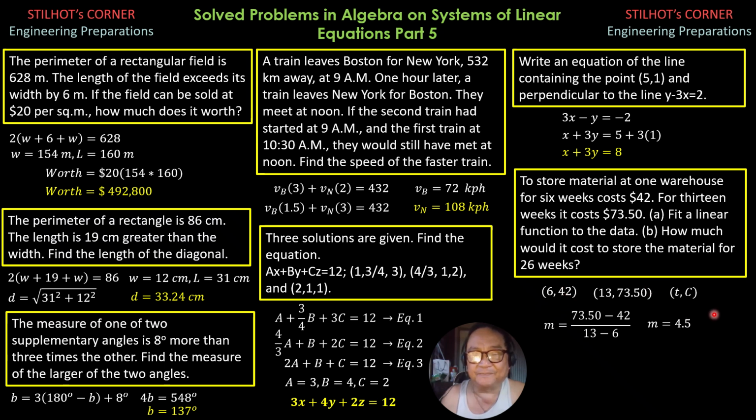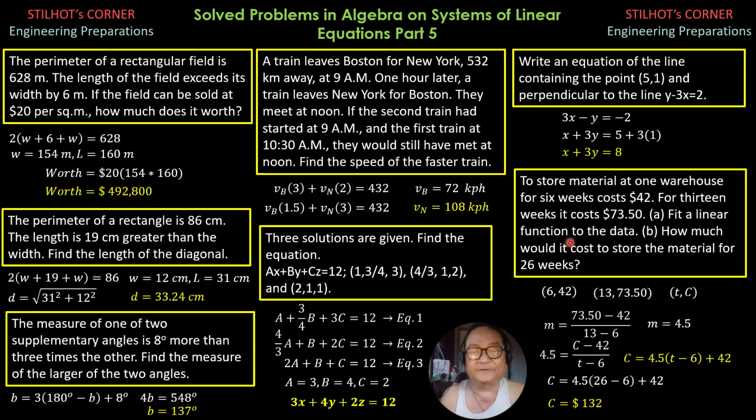We then equate this slope to the slope involving (t, c) and this point here for simplicity. So we have m is also 4.5 is also c minus 42 over quantity t minus 6. Then we cross multiply, c therefore is 4.5 quantity t minus 6 plus 42. So that's the linear function that fits this data. So we substitute t equals 26 into this equation and solve for the cost. So 4.5 times quantity 26 minus 6 plus 42, and that is equal to $132. So that's it for this video.